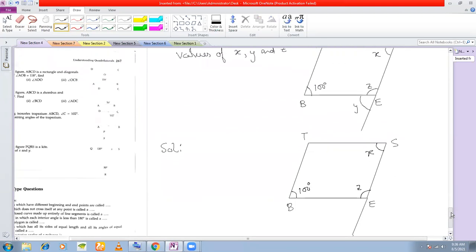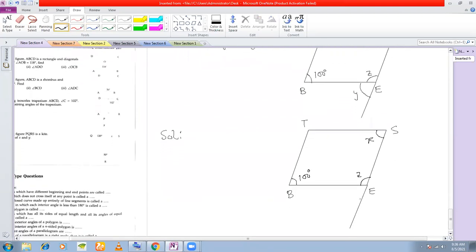Okay. So once we have drawn the diagram, now you want to find out the values of X, Y, and Z. So see, first of all, here, angle S must be equal to angle B. Why? Because opposite angles of a parallelogram are equal, right? Yes, sir. And what is angle S? Angle S is X. And what is angle B? 100. So we're getting the value of X as 100.